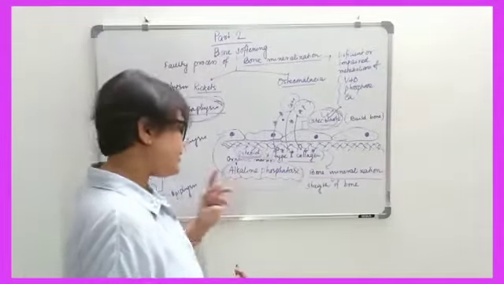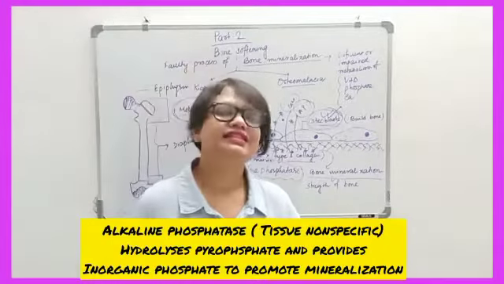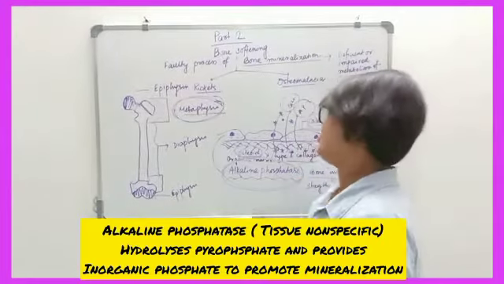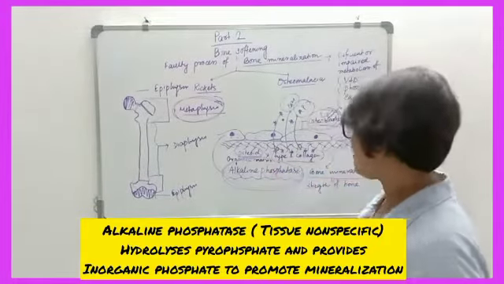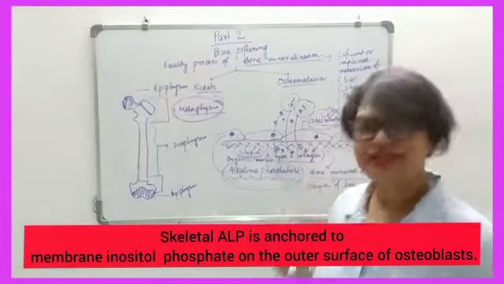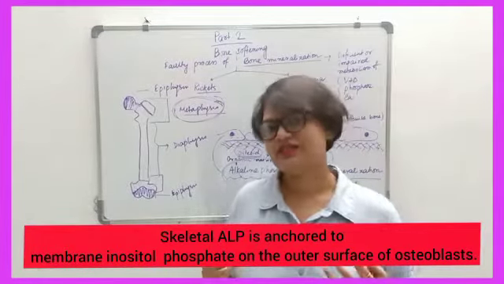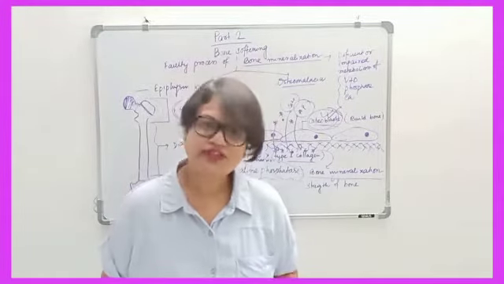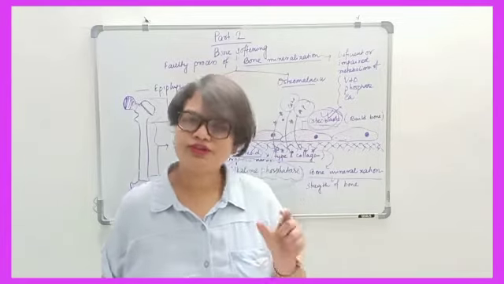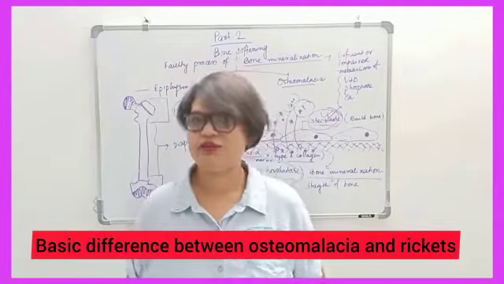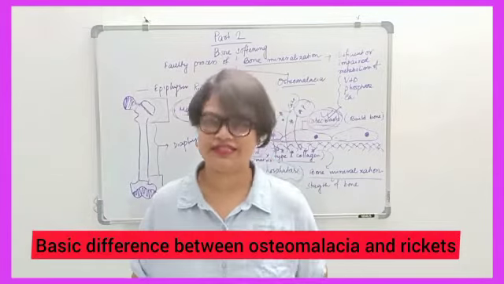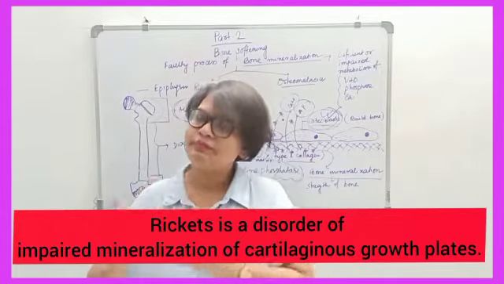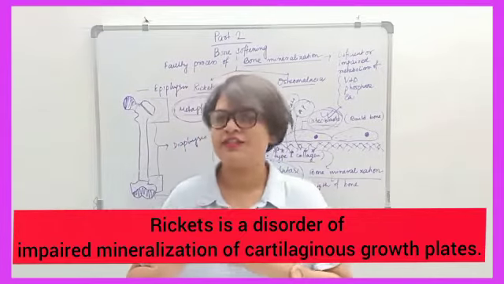There is an enzyme called alkaline phosphatase. This alkaline phosphatase enzyme has an important role in bone mineralization, and its activity is dependent upon the osteoblast cells. So we have discussed this process in a very brief manner. Now, I would like to tell you some important points about osteomalacia and rickets. What is the basic difference between these two diseases? Rickets is a disorder of impaired mineralization of cartilaginous growth plates.